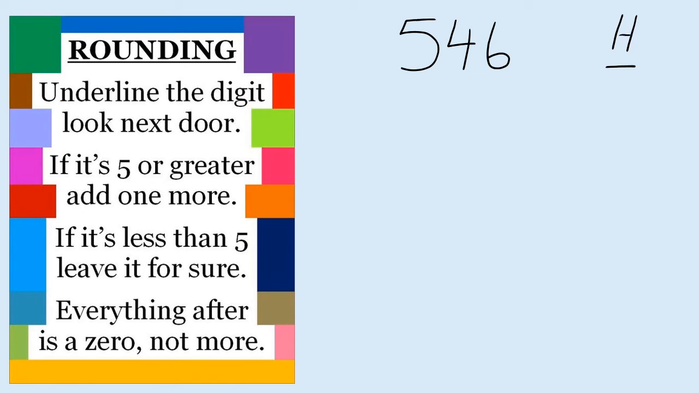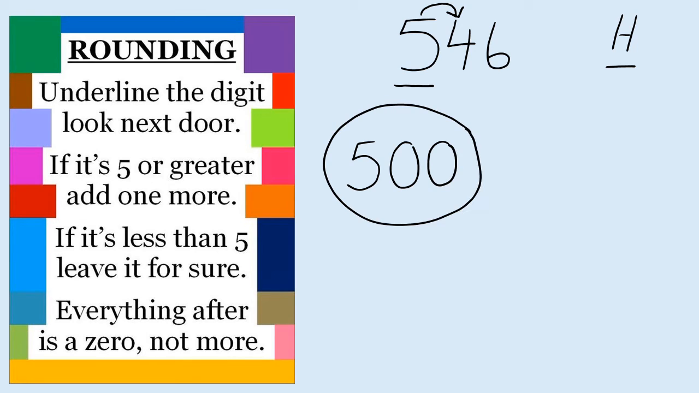Underline the digit, look next door. If it's greater than 5, add one more. Well, 4 is not greater than 5, so I must leave it for sure. So this 5 underlined stays the same. Everything else becomes a 0, not more. Did you get the answer 500? 546 gets rounded down to 500.